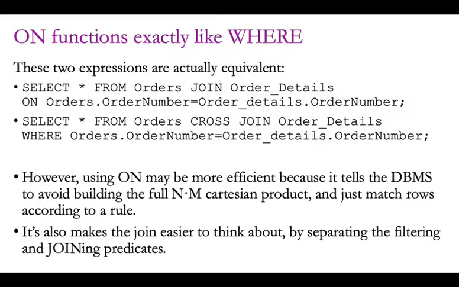We can actually think of that equivalently as taking a cross join of those two tables and using a where expression. So if you take every possible combination of rows from orders and every row from order details, and you filter out those that don't have this matching, right? That's kind of the same thing. So these are equivalent semantically.